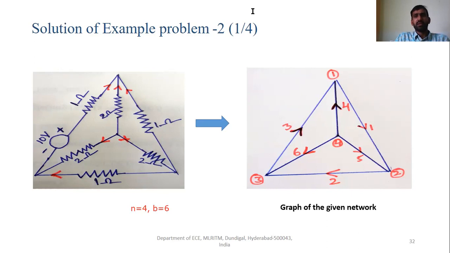So for obtaining the incidence matrix, what do we have to consider? The incidence matrix is going to give the relation of how each and every branch of the graph is incident to the nodes. How the branches of the graph are incident to the nodes, that is going to be given by the incidence matrix.